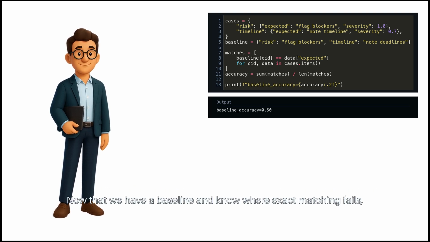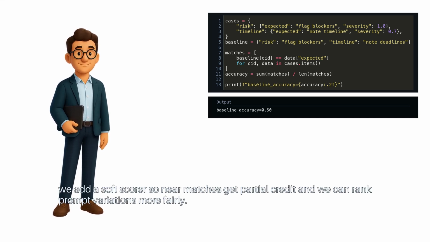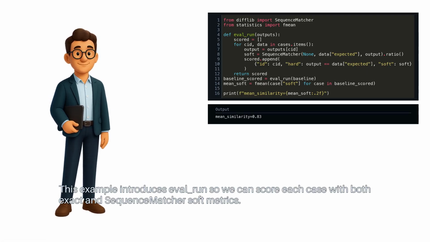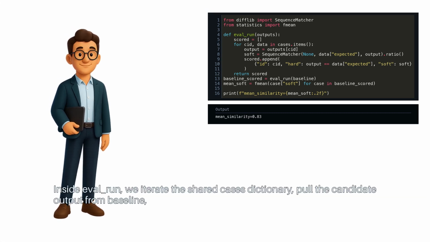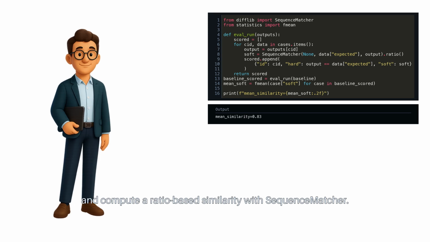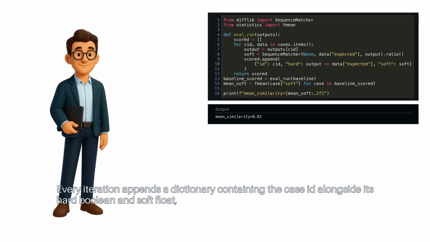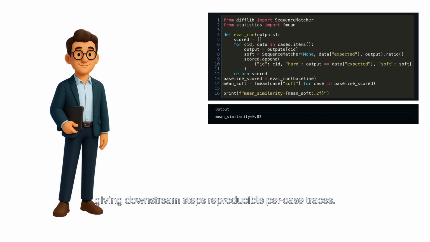Now that we have a baseline and know where exact matching fails, we add a soft scorer, so near matches get partial credit and we can rank prompt variations more fairly. This example introduces eval run, so we can score each case with both exact and SequenceMatcher soft metrics. Inside eval run, we iterate the shared cases dictionary, pull the candidate output from baseline, and compute a ratio-based similarity with SequenceMatcher. Every iteration appends a dictionary containing the case ID alongside its hard Boolean and soft float, giving downstream steps reproducible per-case traces.